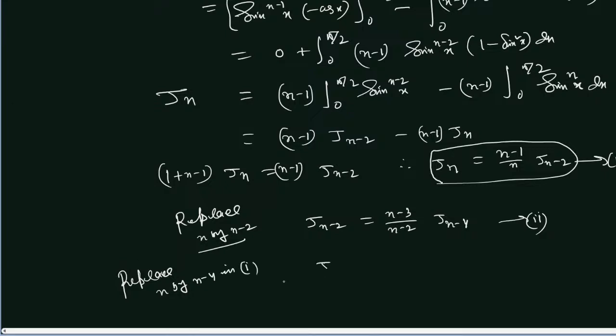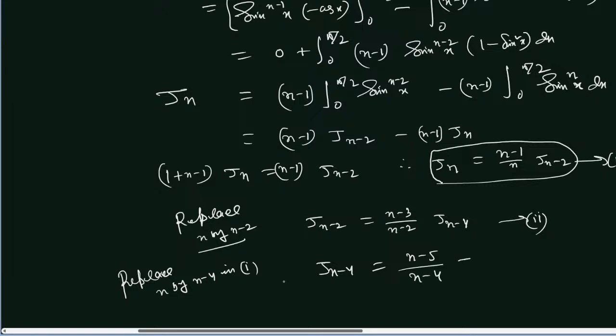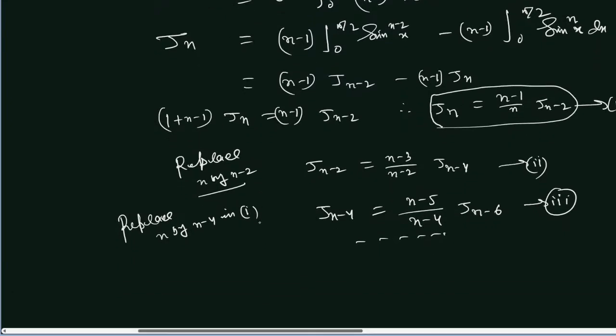What do you observe? n minus 5 by n minus 6, isn't it? Number 3. And it continues in this manner. Okay? It continues this way.